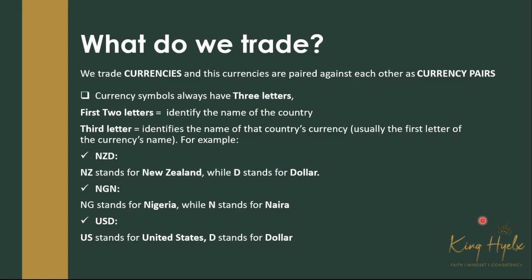So when you see this on your platform, which I'm going to be talking about later, don't get confused. That's basically what it means. The first 2 letters stand for the name of the country, while the last letter stands for the country's currency, typically the first letter.